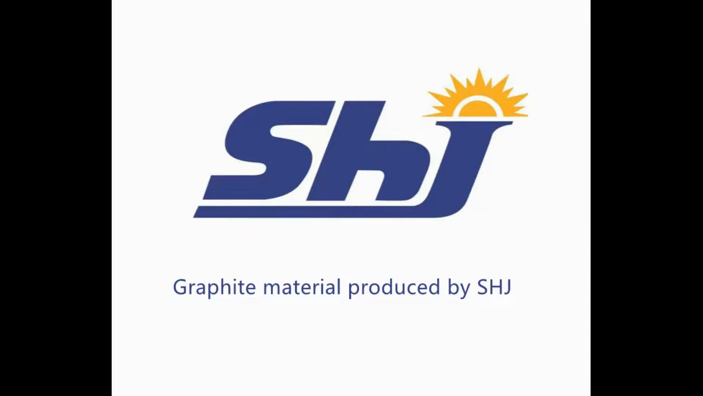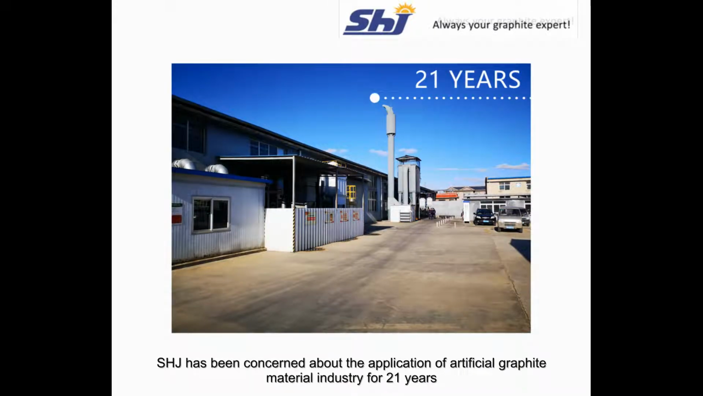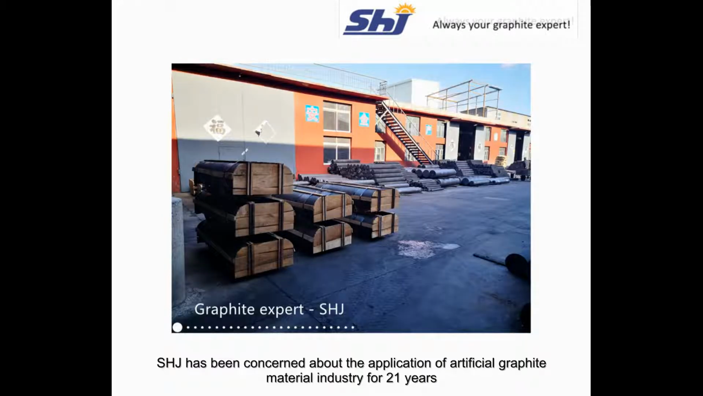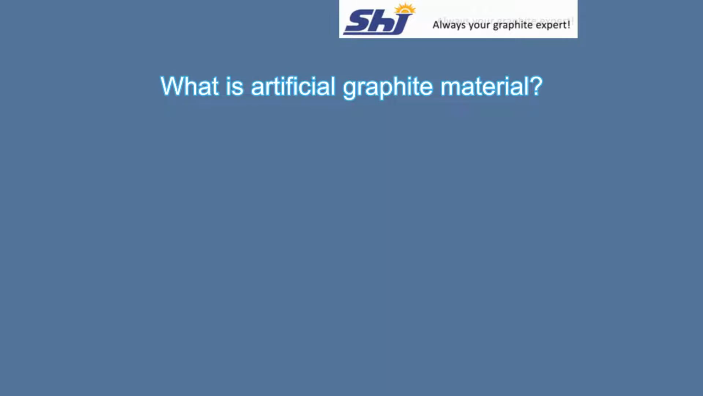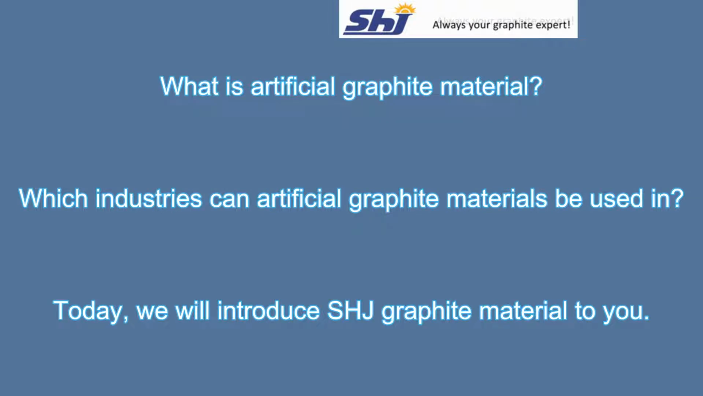Graphite material produced by SHJ. SHJ has been concerned about the application of artificial graphite material in industry for 21 years. What is artificial graphite material? Which industries can artificial graphite materials be used in? Today, we will introduce SHJ graphite material to you.